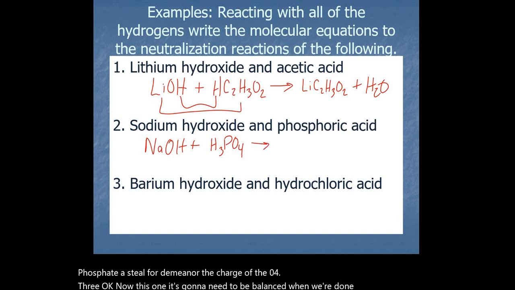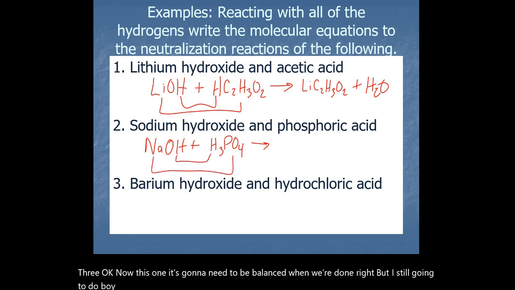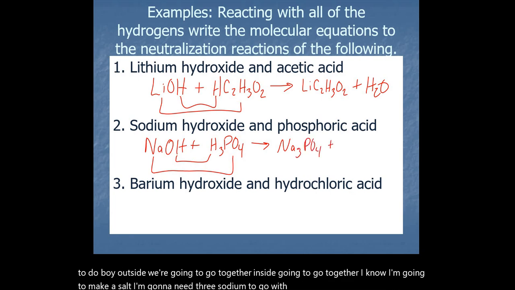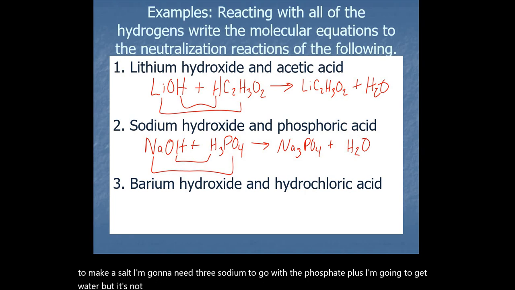But I'm still going to do OI. Outsides are going to go together, insides are going to go together. I know I'm going to make a salt. I'm going to need 3 sodiums to go with the phosphate. Plus I'm going to get water. But it's not balanced. What do I need to do to balance it?